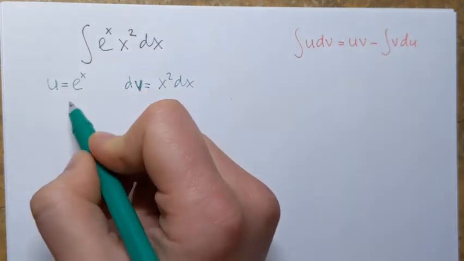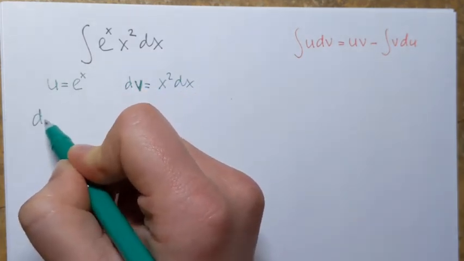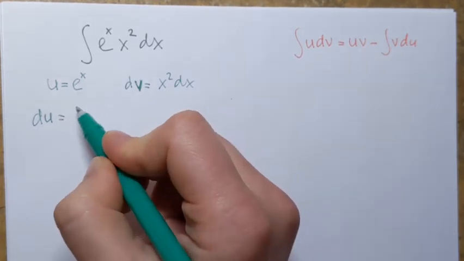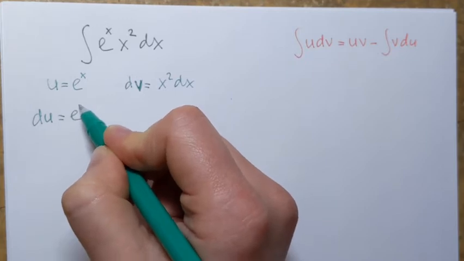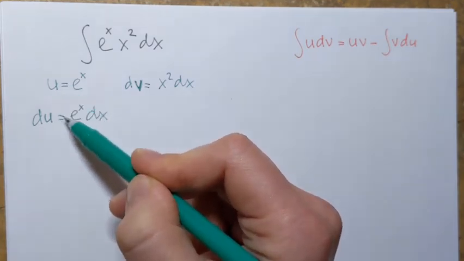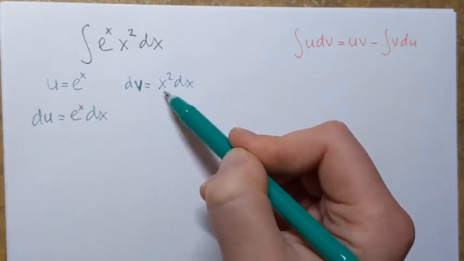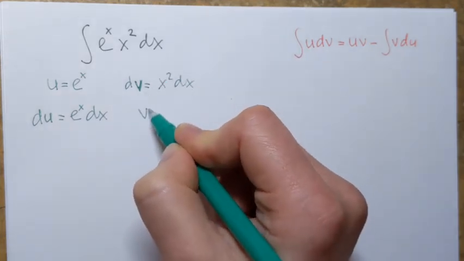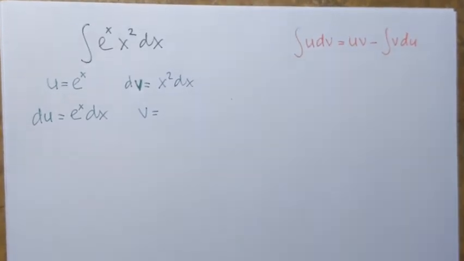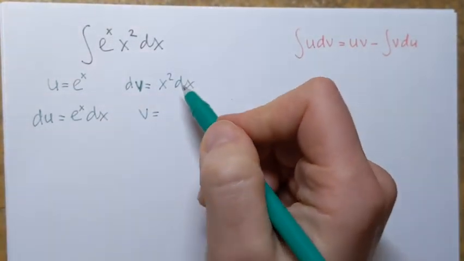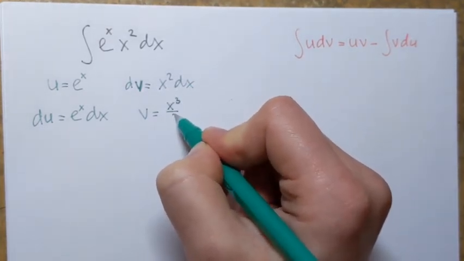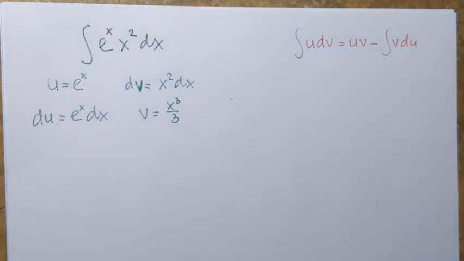If we have u equals e to the power x, then what's going to be du, the differential? Well, it's the derivative of e to the power x, which is itself e to the power x dx, right? So we find the derivative going this way, and then if we have dv equals x squared dx, then to obtain v itself, we have to find the antiderivative, in other words, we have to integrate. So the integral of x squared is x to the third power over 3, right?